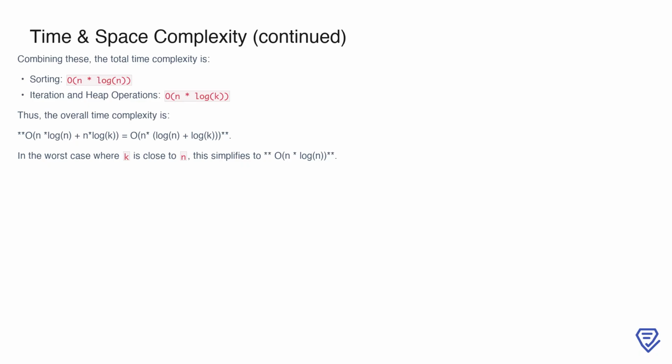Now, combining the time complexities of the sorting step and the iteration with heap operations, we get O(n * log n) for the sorting and O(n * log k) for the heap operations. Adding these together gives us a total time complexity of O(n * (log n + log k)). In the worst case scenario, where k is close to n, log k becomes comparable to log n, and the complexity simplifies to O(n * log n). This shows that the sorting step dominates the overall time complexity, with the heap operations adding a smaller contribution.